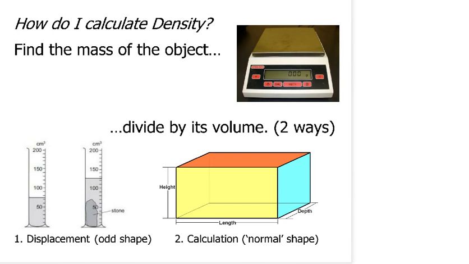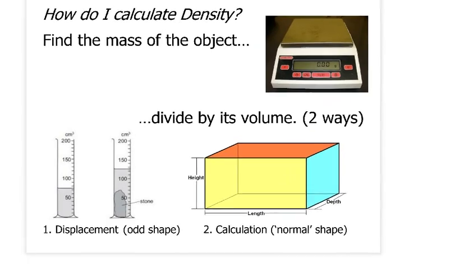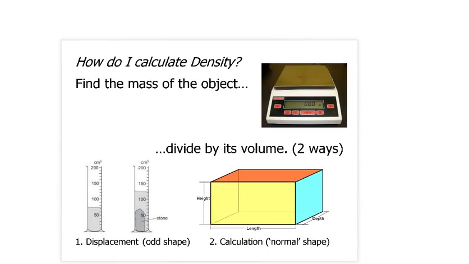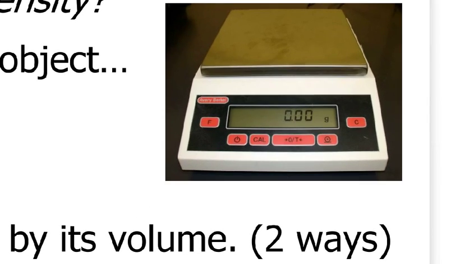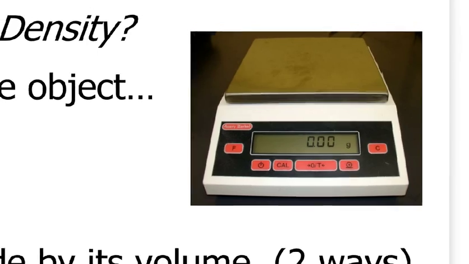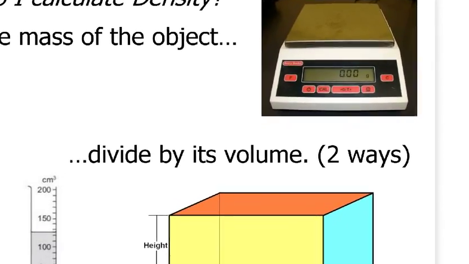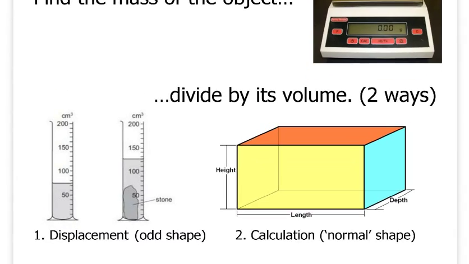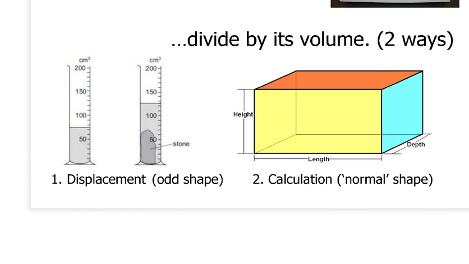So to find the density of an object, basically you need to know its mass. Generally in class, we'll use an electronic balance to find mass. Sometimes we might use a different device to find the mass if it's really heavy. And then you have two ways to find volume.